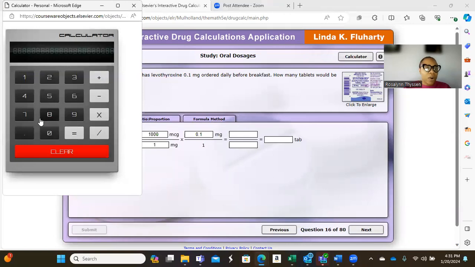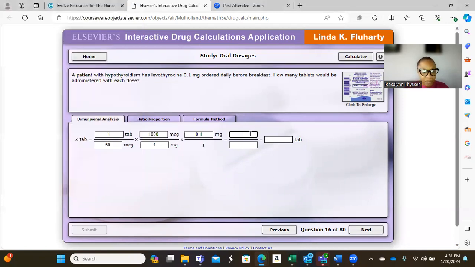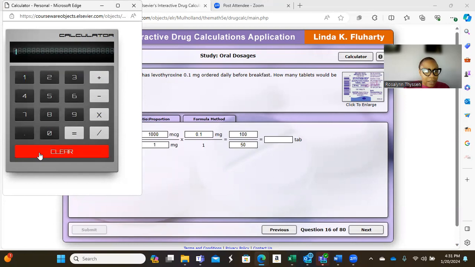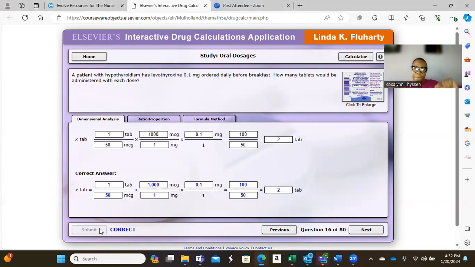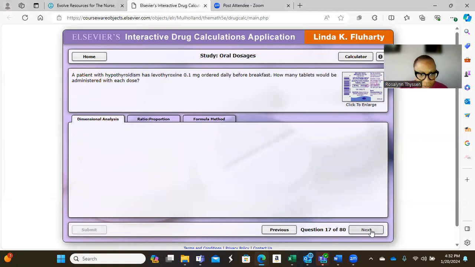So now I just multiply straight across. That's 1,000 times 0.1, and that is 100. And then we have 50 times 1 times 1 is 50. So back to my handy dandy calculator. 100 divided by 50, and that is 2. So 2 tabs. Let's hit submit and see if that's correct. Woo woo. Okay. Let's do one more with a conversion.